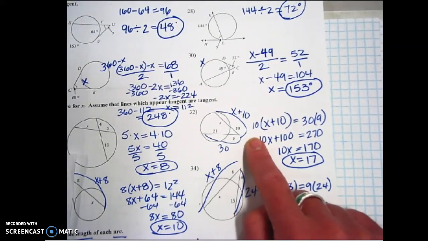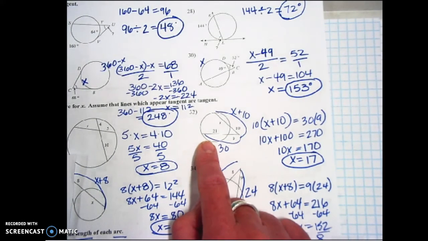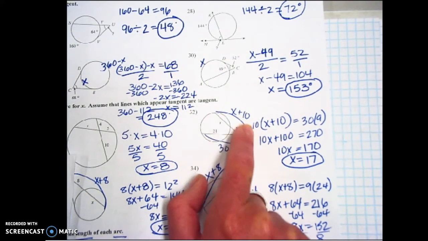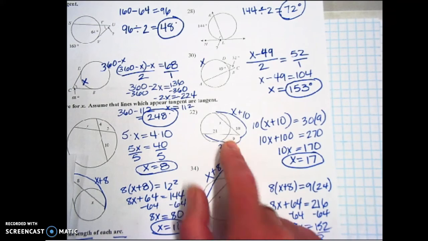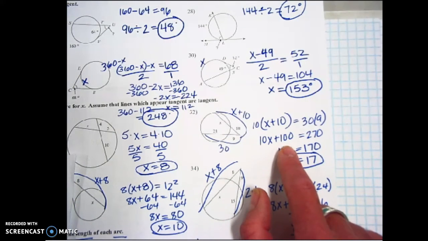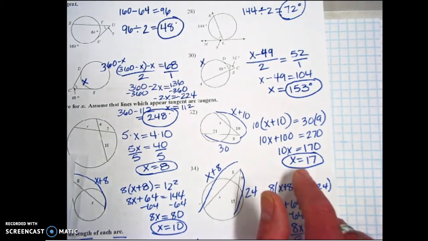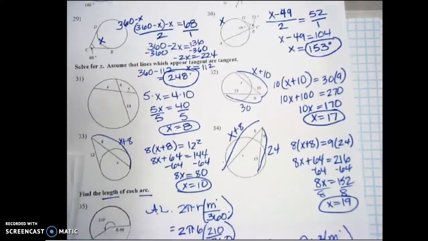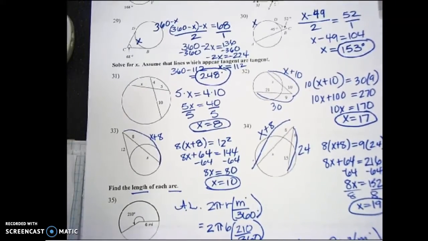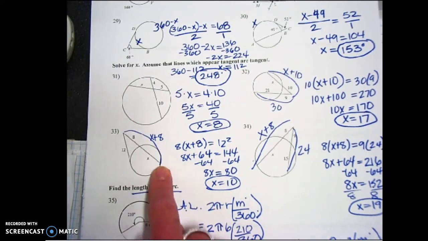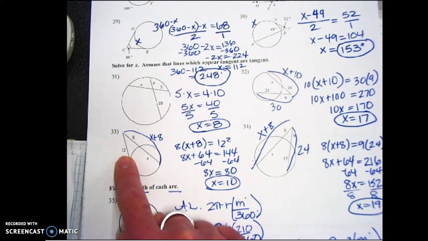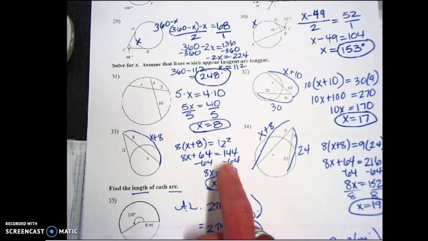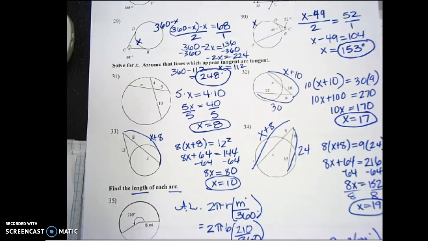Number 32, this one's the secant. So I'm going to do the length of the whole thing times the outside, the length of the whole thing times the outside, distribute on the left, subtract the 100, divide by 10, get 17. Number 33, this is secant tangent. So you do the length of the whole thing times the outside, set that equal to the tangent squared, distribute on the left, punch a bunch of stuff in your calculator, subtract 64 from both sides, divide both sides by 8.